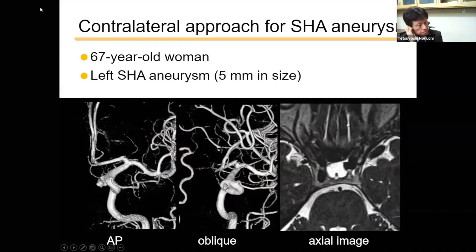I will show you an SHA aneurysm treated with a contralateral approach. The case is a 67-year-old woman. She suffered from Parkinson's disease, and MRI disclosed a paraclinoid aneurysm. The aneurysm is small, but has an irregular shape. The aneurysm is located in the pre-chiasmatic cistern. Therefore, a contralateral approach was selected.